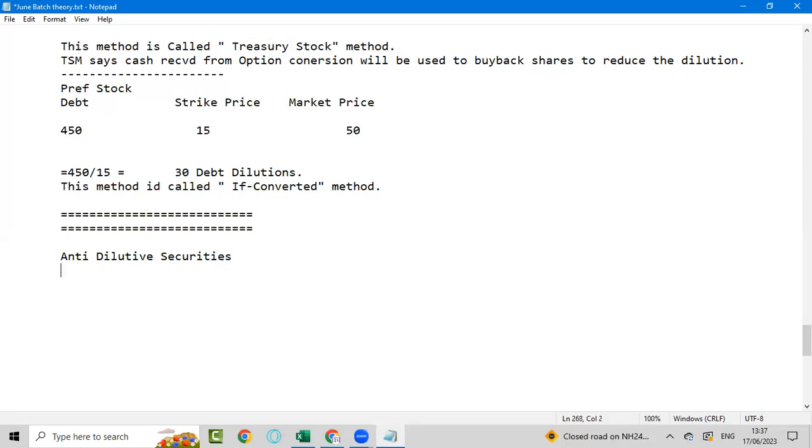Anti-dilutive securities. Second, why diluted EPS? Effect of bonus, split, and one more. What was the other one I just said? EPS. Buyback. So let's discuss first why diluted EPS.